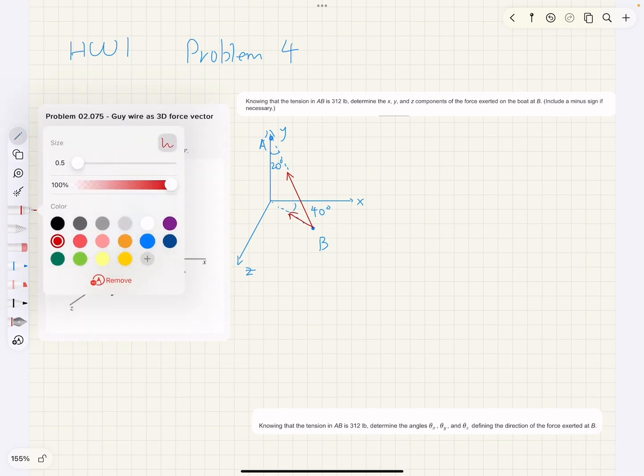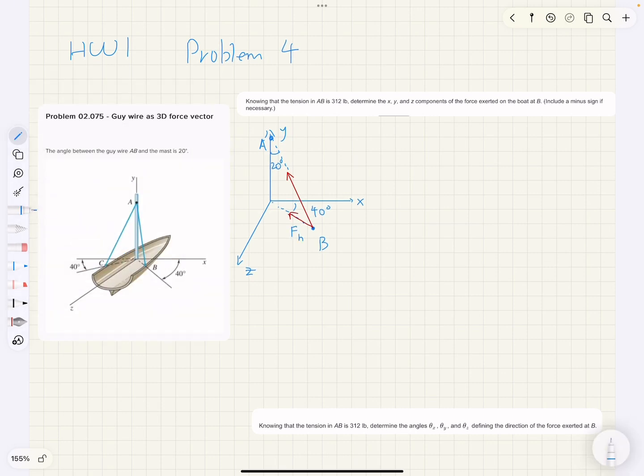So the projection of the force, let's call it FH. Here we can break it down into FH and a force component in the y direction, which is this way. But for now, let's focus on finding FH first. By looking at that, we can see it's a triangle with 20 degrees on this corner, and this is our FH and FAB. So this is FAB.